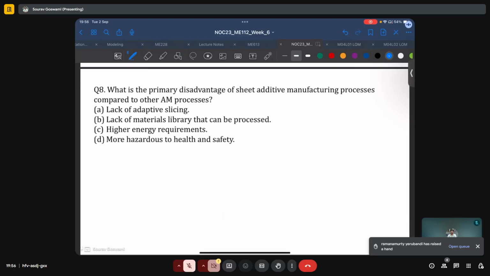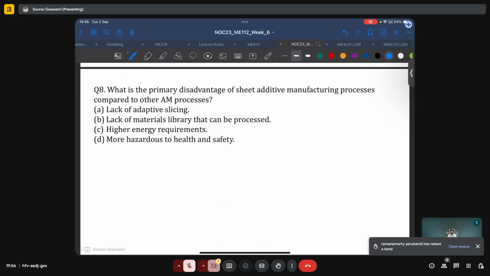Question 8 is asking us, what is the primary advantage of sheet additive manufacturing process compared to other AM processes? Is it the lack of adaptive slicing? Is it the lack of materials library that can be processed? Is it the higher energy requirements? Or is it the comparatively greater hazard to health and human safety?